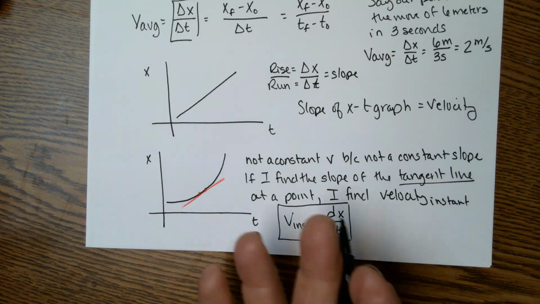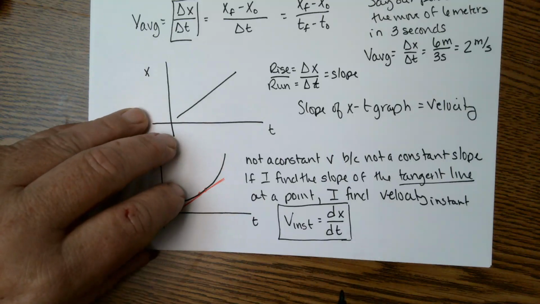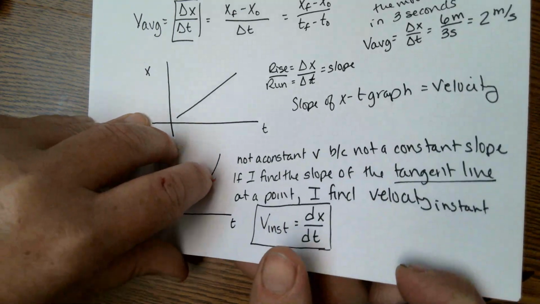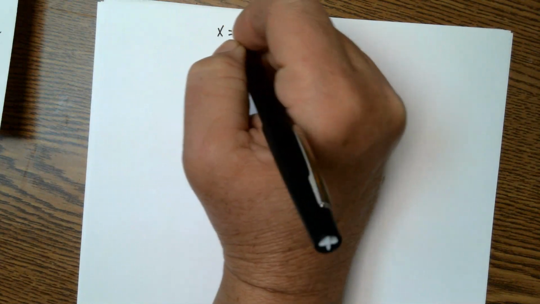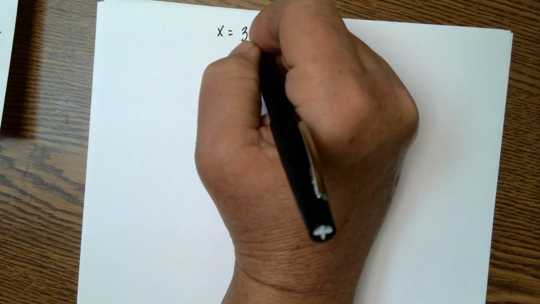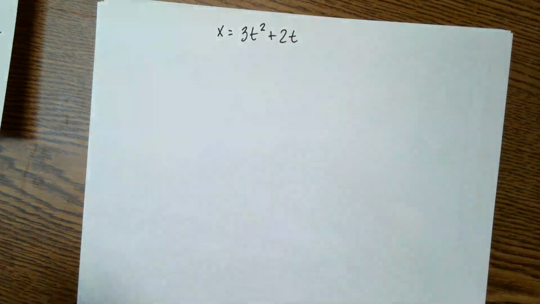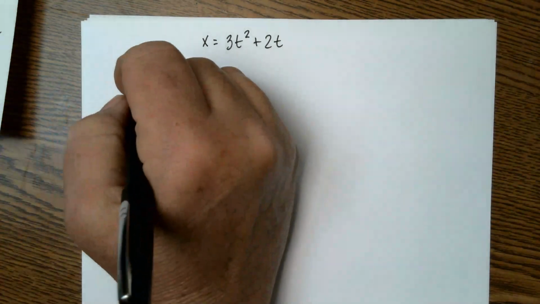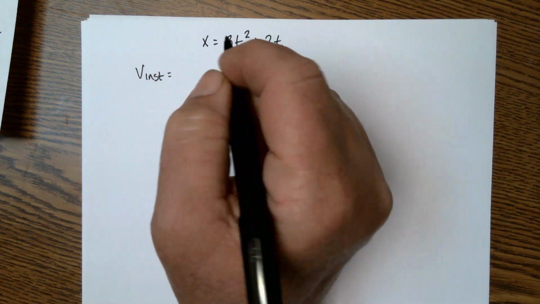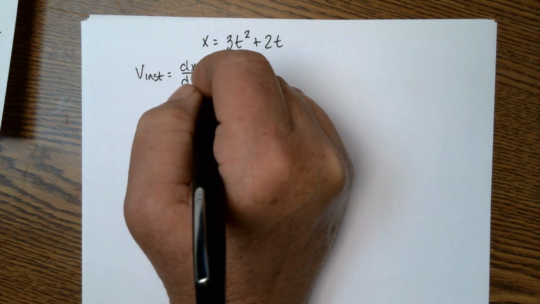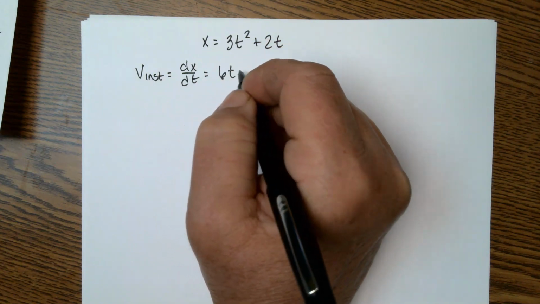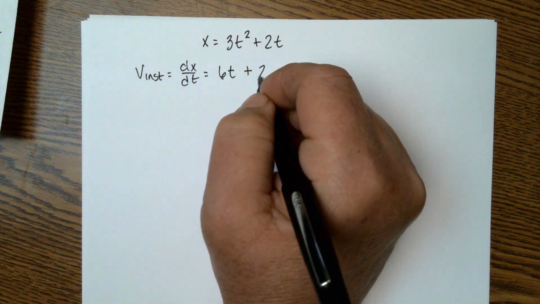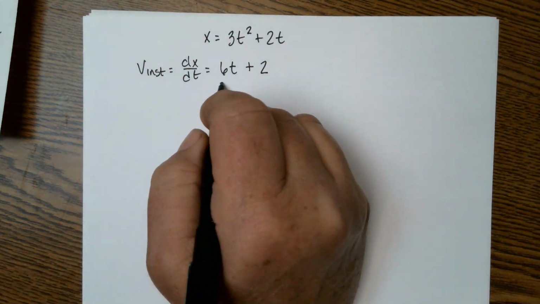Now, am I going to always use this on a graph? No. I might have an equation like this. I might have something where they give me an equation or an expression. This would be an equation. So let's say that they give me an equation for position and it's 3t squared plus 2t. And that's my position. Okay, my v instantaneous would be dx/dt. So we're going to take the derivative of this with respect to time. So 2 times 3 is 6t plus 2. And that would be my expression for velocity right there.